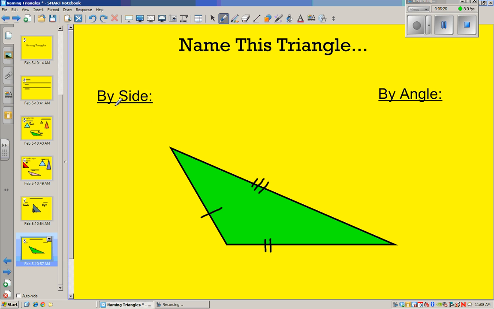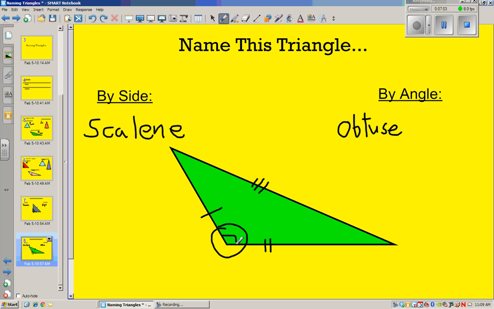Okay, if you name this triangle by its sides, it's a scalene triangle because it's got no sides the same length. This one is not the same as this one. It's not the same as this one. None of them are the same, and the tick marks really reinforce that. This one has 3, this one has 2, this one has 1. So the tick marks don't match. So it's a scalene triangle. If we were to name it by angle, it would be obtuse because it has one obtuse angle right here.